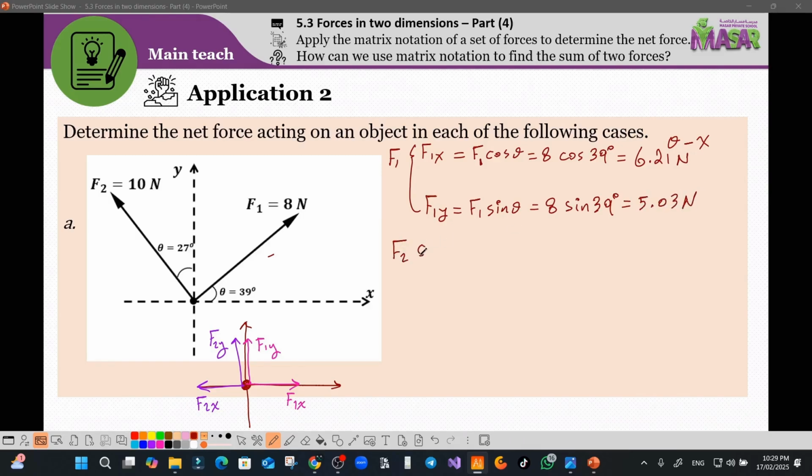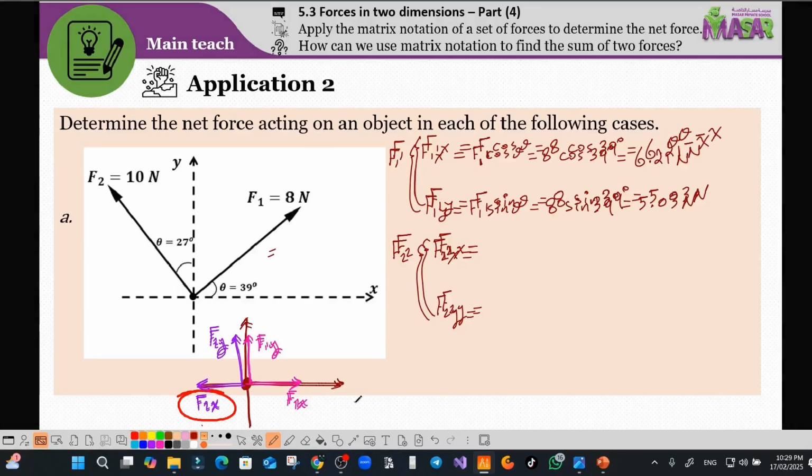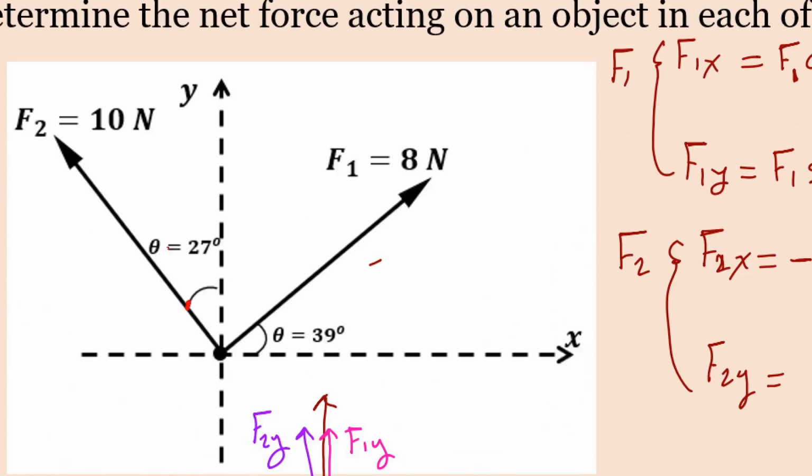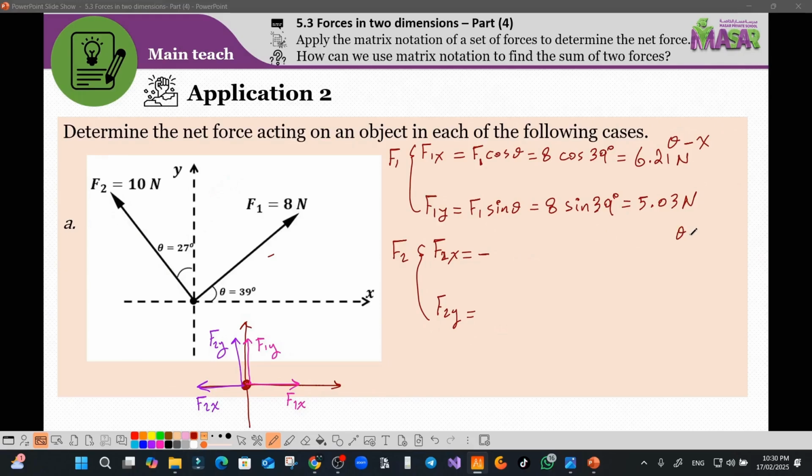Now, what about F2? Again, we have two components, F2x and F2y. Here we should pay attention to the direction, because the direction of F2x is to the negative, so let me add here a negative sign. Second, we need to determine the type of this angle. This angle is between the force and the y-axis. So this angle is theta y, which means it's measured with respect to the y. Let me write here theta y. So the F cosine should belong to the y component, and this is sine.